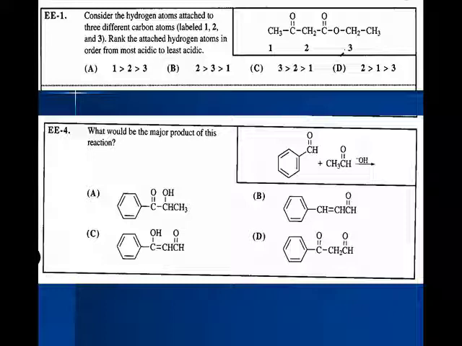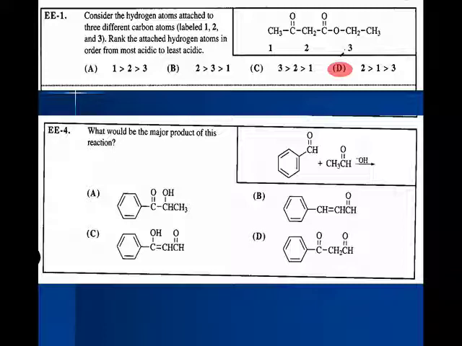Consider the hydrogen atoms attached to 3 different carbon atoms labeled 1, 2, and 3. Rank the attached hydrogen atoms in order of most acidic to least acidic. 2, 1, 3? 2 is the most acidic. Why? Yeah, because it's alpha to 2 carbonyls, right? And so knowing that right off the bat, what can we eliminate? A and C. So that gave us B and D as possible choices, right?